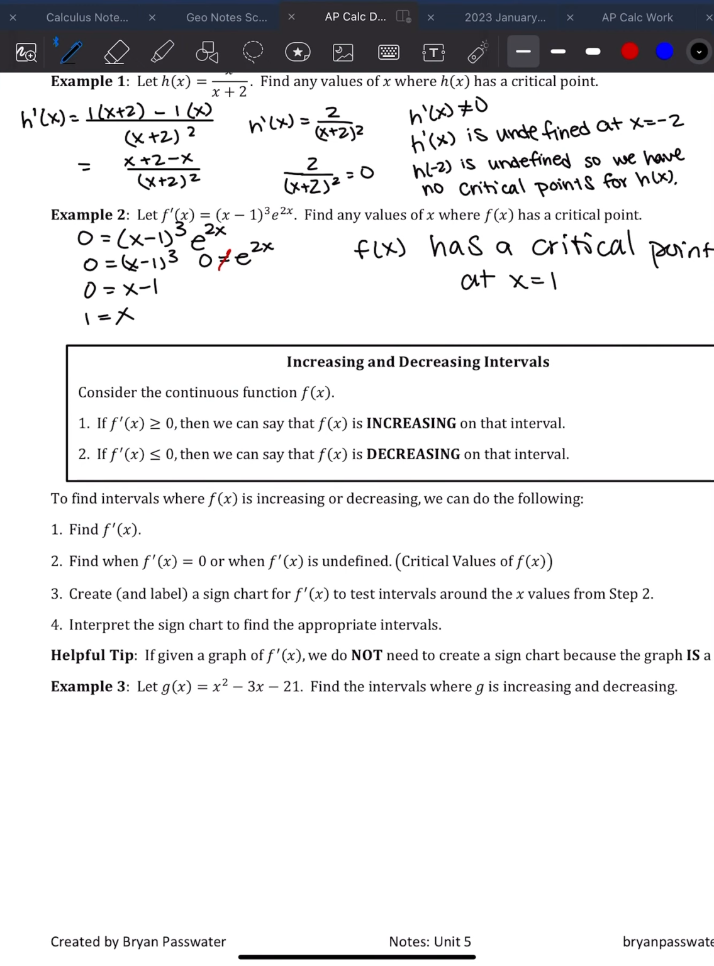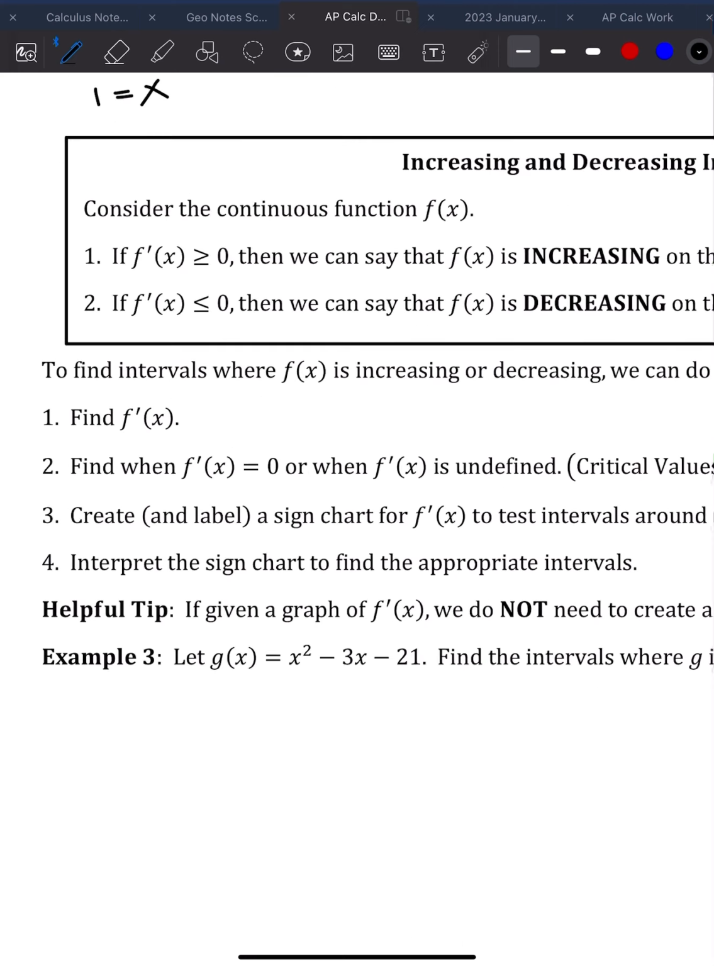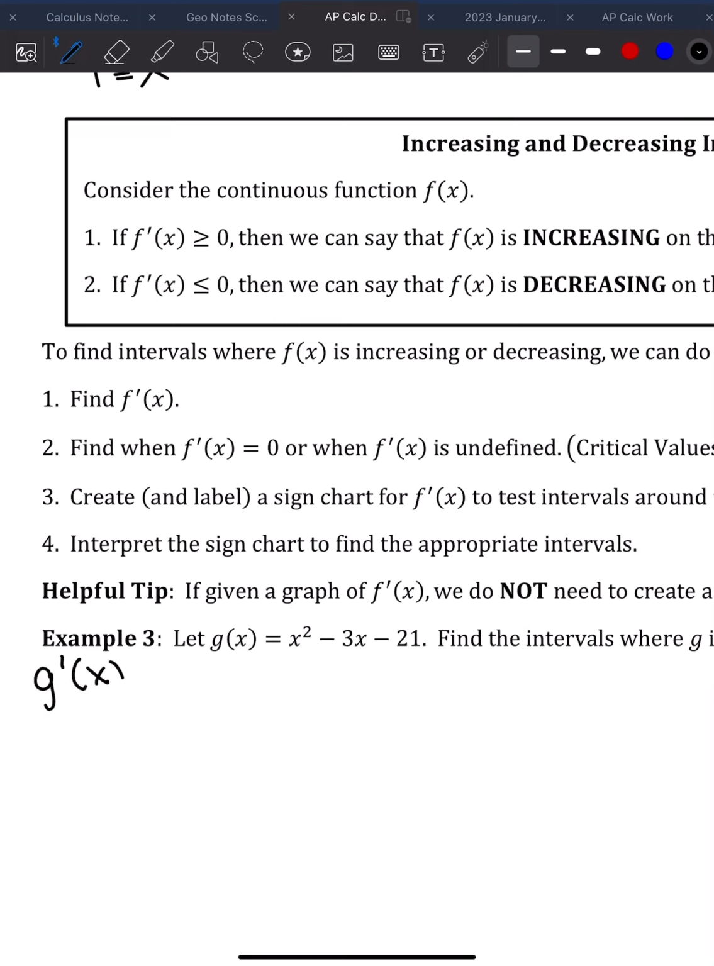So we have this function g of x, x squared minus 3x minus 21, and we are going to decide when it's increasing or decreasing. So the first thing we're going to do, find the derivative. So g prime of x, we have 2x minus 3. We need to find critical points, so we're going to set this equal to 0. There's no division, and it's a linear equation, so we're not going to have anything that causes the derivative to be undefined. So we get 3/2 for our x value.